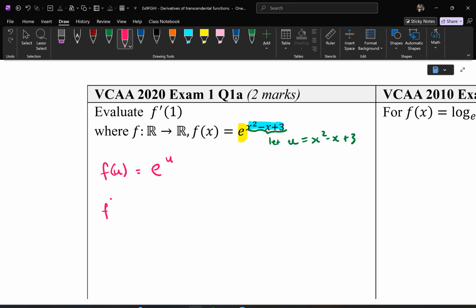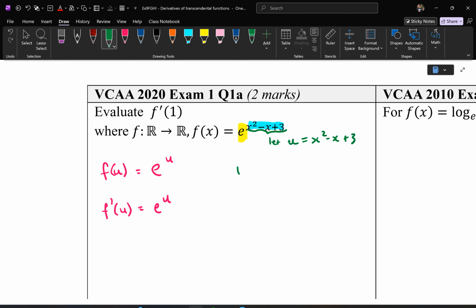This we can then say the derivative of that is f dash of u. So this is what they call deriving the outside, because you're almost ignoring x squared minus x plus 3, and you're just focusing on the entire function. You say find the derivative of e to the u. This should give itself, e to the u, based on the previous rules that we've got.